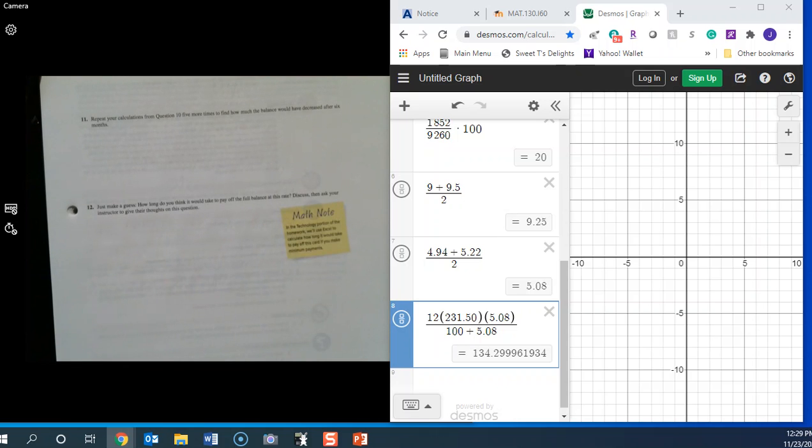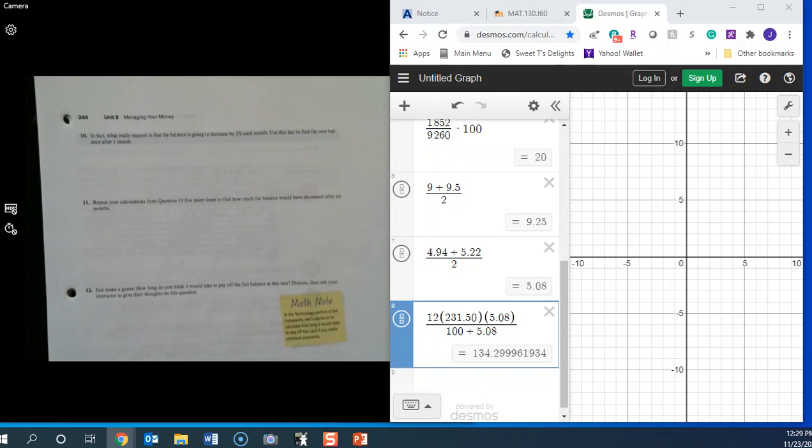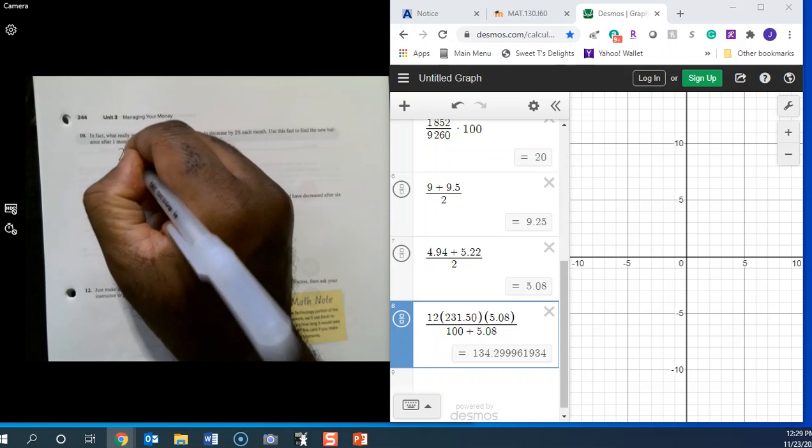So now we move on. And I believe this is the last page of this section. So number 10, in fact, what really matters is that the balance is going to decrease by 2% each month. Use this fact to find the new balance after 1 month. So let's look at this.